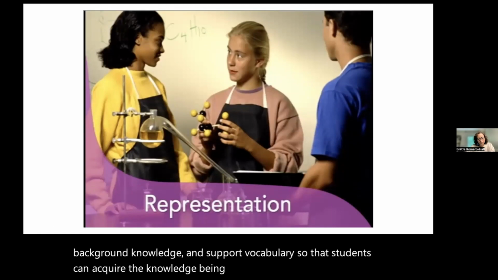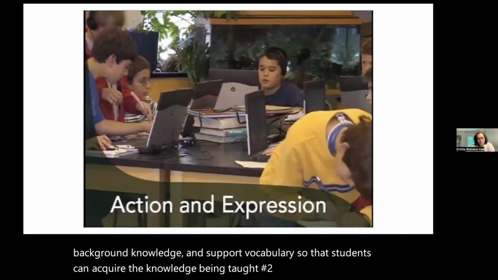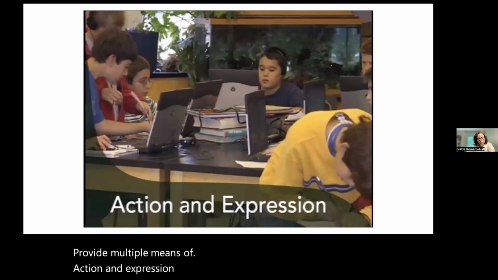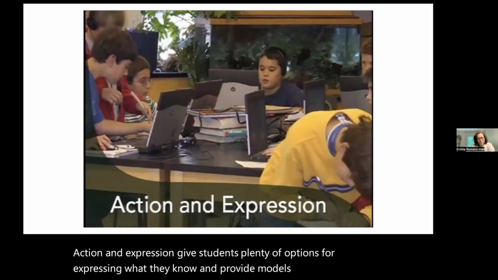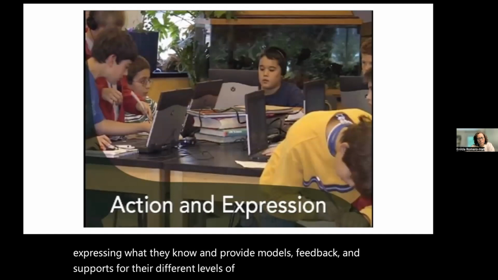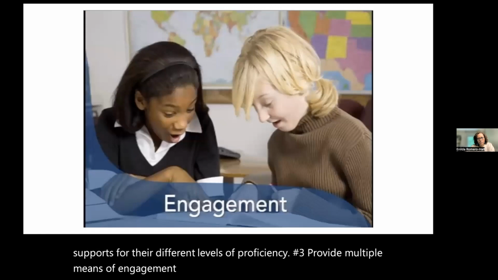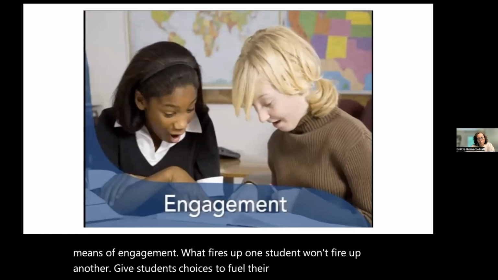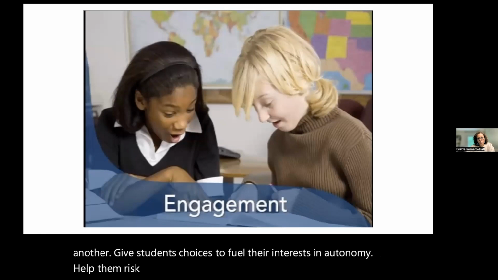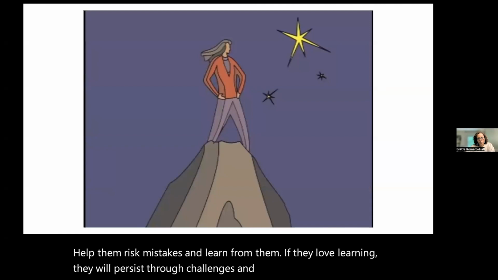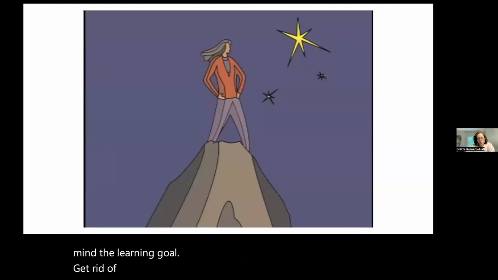Number 2, provide multiple means of action and expression. Give students plenty of options for expressing what they know and provide models, feedback, and supports for their different levels of proficiency. Number 3, provide multiple means of engagement. What fires up one student won't fire up another. Give students choices to fuel their interests in autonomy. Help them risk mistakes and learn from them. If they love learning, they will persist through challenges. And remember, always keep in mind the learning goal. Get rid of barriers caused by the curriculum and keep the challenge where it belongs.